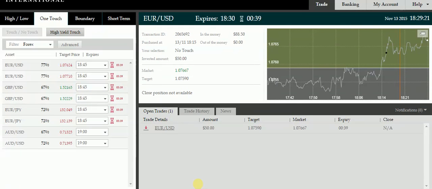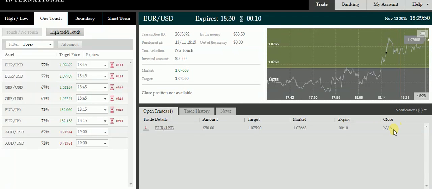We have 40 seconds before the trade expires and the trade is in the money. Trading one touch or no touch options is a great way to hedge your trades. As you can see, our entry position was here where the black dot is, and you can see that this entry position provided support for the Euro USD for the next 15 minutes.